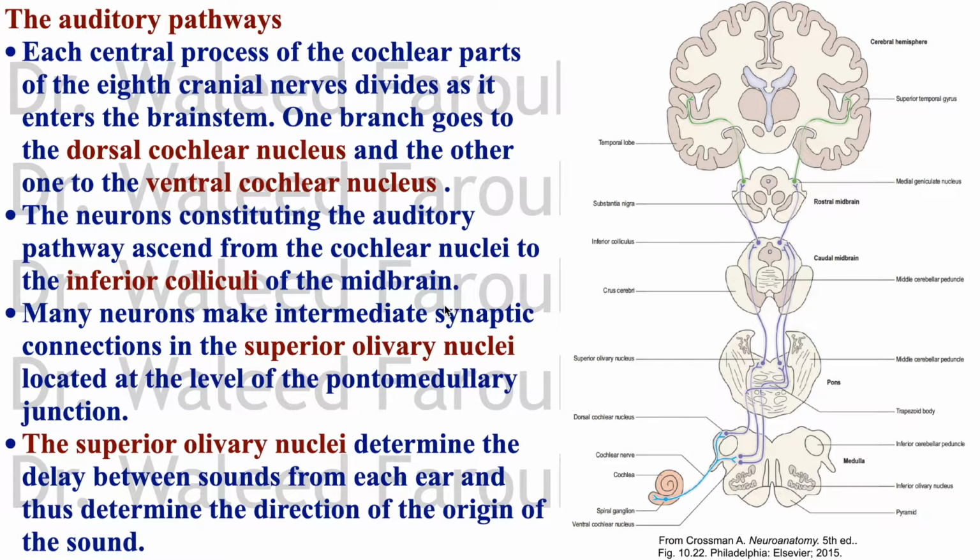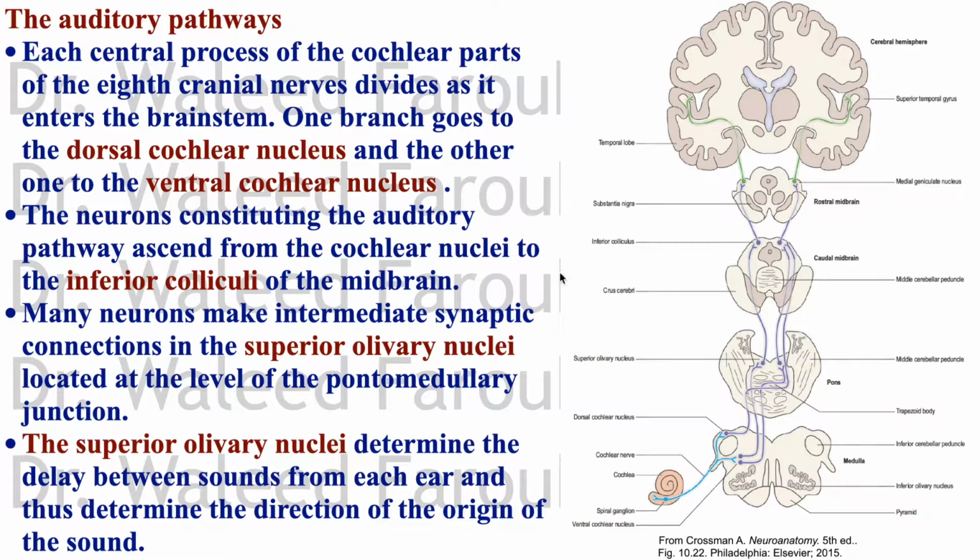The auditory pathways. This is the auditory pathway, as you can see here. This is a section in the medulla oblongata. This is the pons and this is the midbrain. As you go up to the temporal cortex, where the site of the auditory cortex is. Now, each central process of the cochlear part of the vestibulocochlear nerve divides as it enters the brainstem.